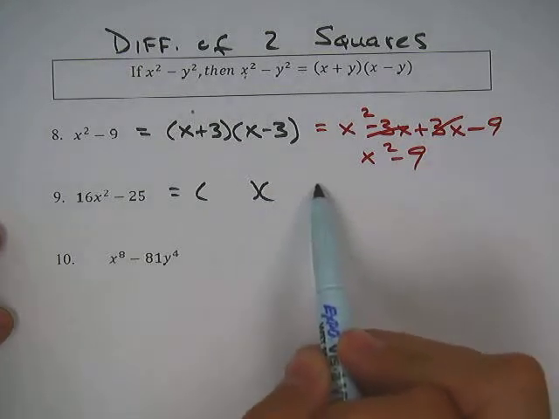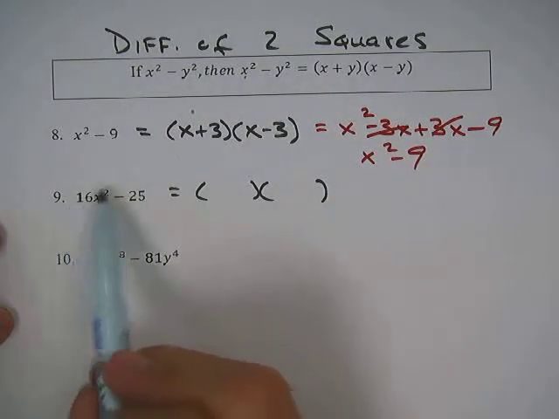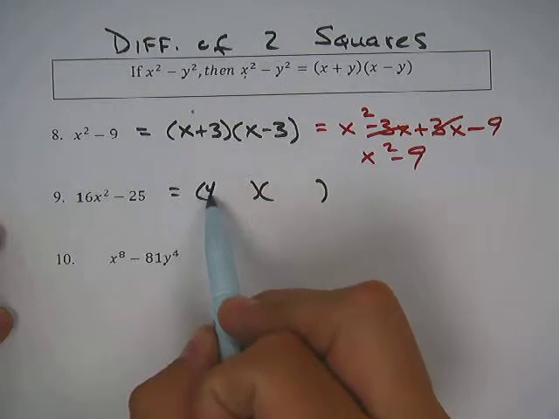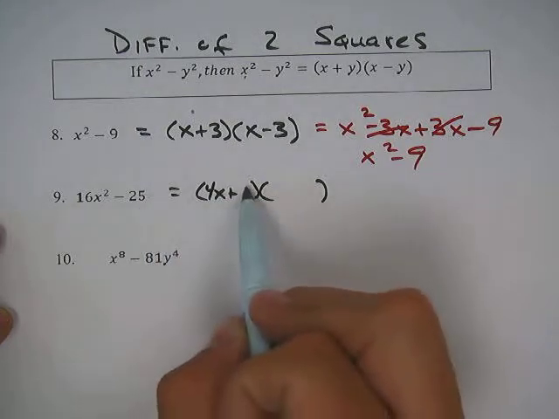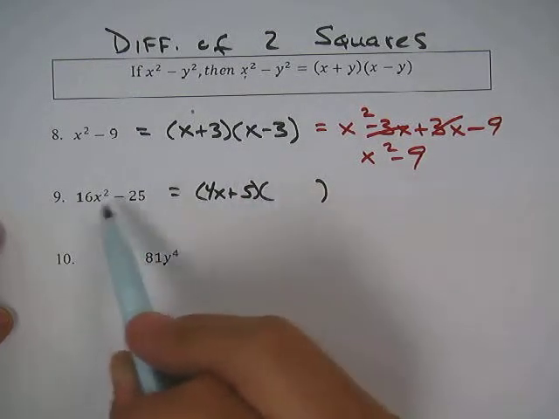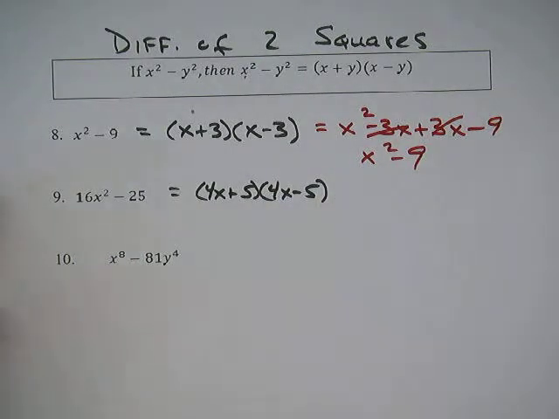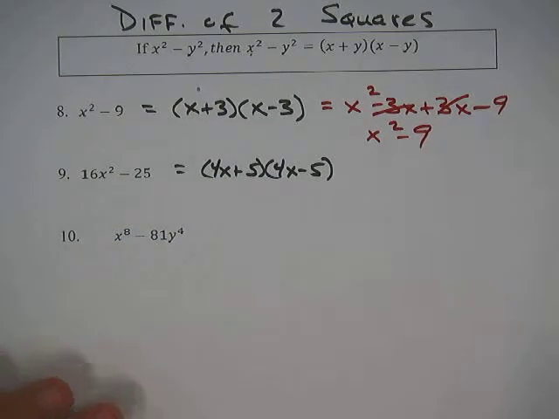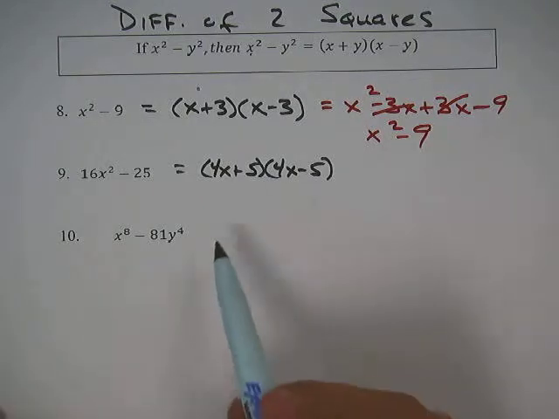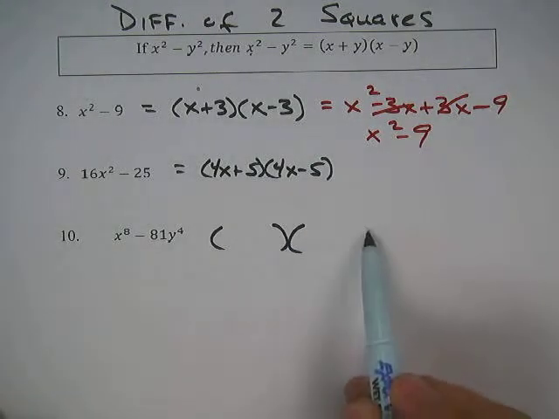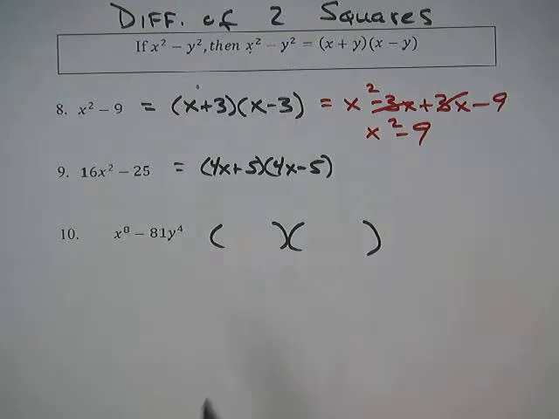Okay, let's see, what about the next one? Well, you just take the square root, so square root of 16x squared is 4x, plus the square root of this is 5, and then same thing, but minus. And that's all there really is to it in terms of difference of two squares. Hopefully that's not terribly difficult for you. Let's try this next one. This one's a bit of a challenge.